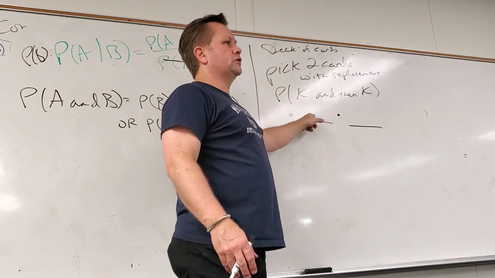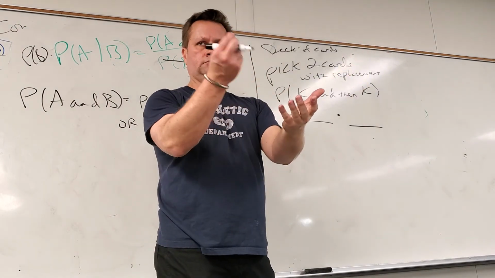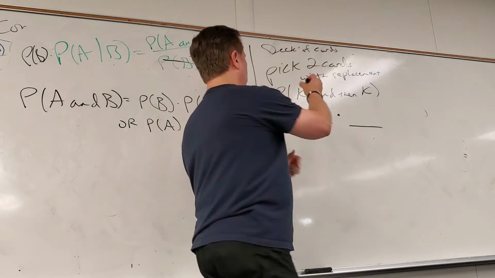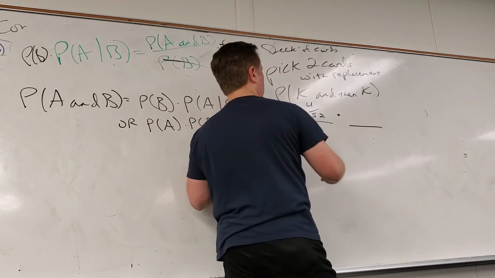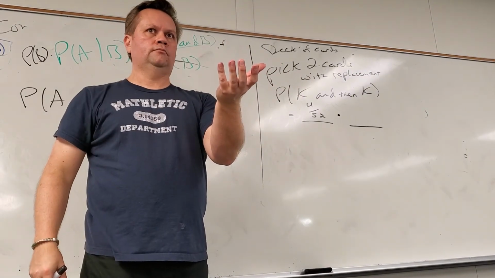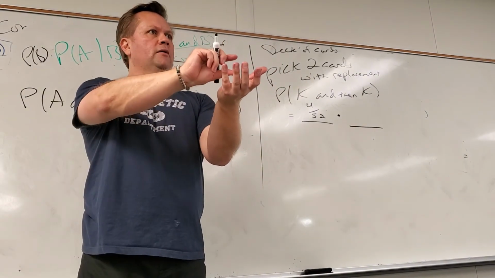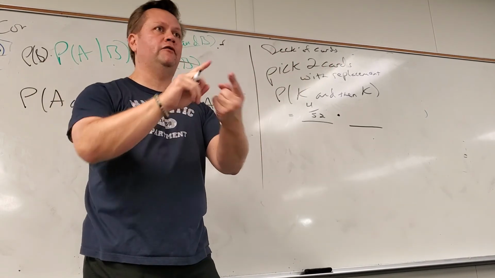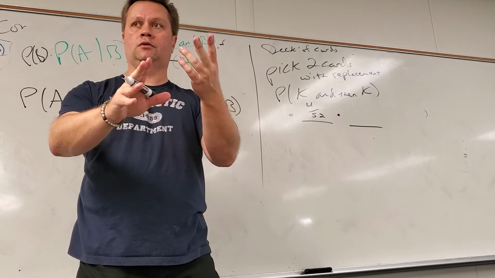What's the probability the first card's a king? We did this one already. 4 out of 52, right? 4 kings out of 52 cards. And then I put that one back in. What's the probability I get a king on the next draw? Still 4 out of 52. I still got 4 kings. Still got 52 cards, right?